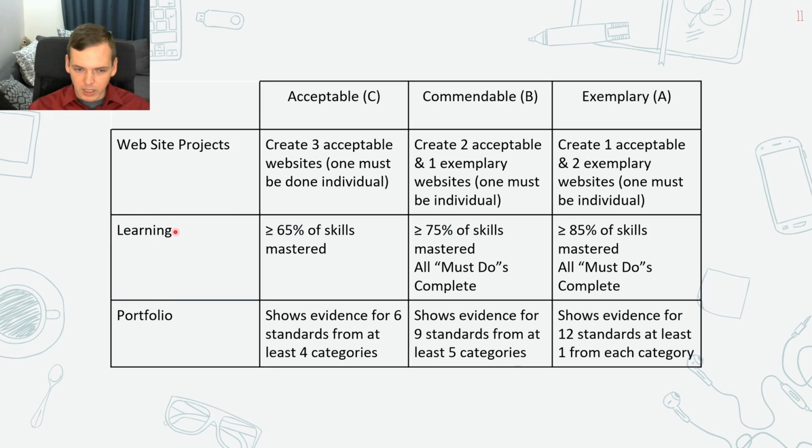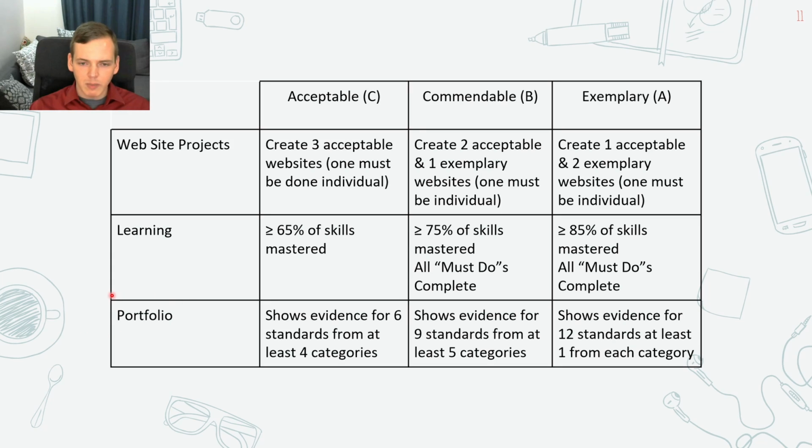For the learning, which is what's happening in first quarter, we talked about the mastery checks in the last video. For a C, I want to see 65% of those skills mastered. For a B, 75% of them checked off, including all the must-dos. And for an A, 85% of them with all of the must-dos.